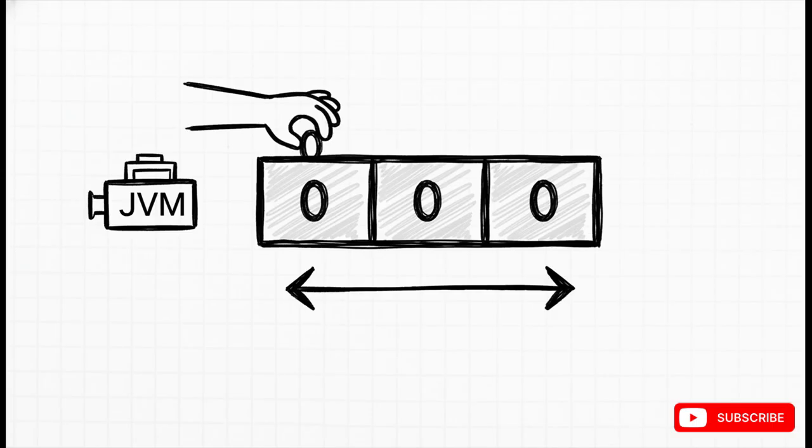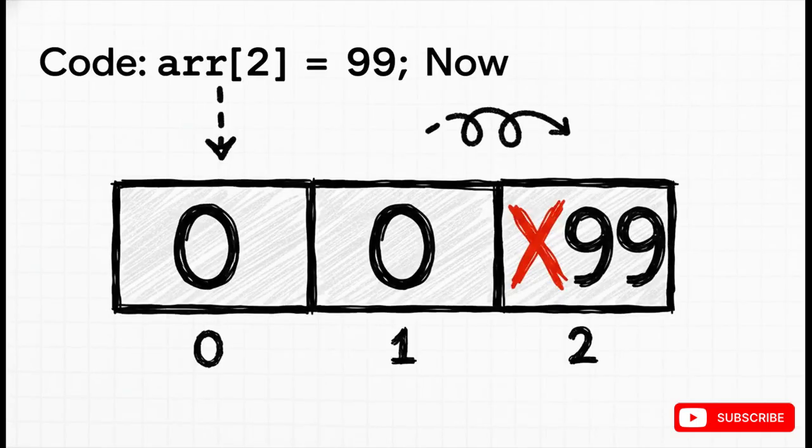The JVM finds that single contiguous block and locks it down. And because we asked for an int array, Java's nice enough to initialize each slot with a default value for integers, which, as you can see, is just 0. Okay, so now what if we want to change a value? Let's say we want to put the number 99 at index 2. Remember, that's the third slot since we always start counting from 0.